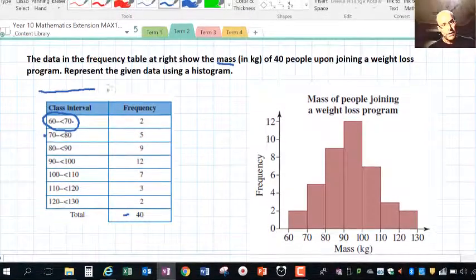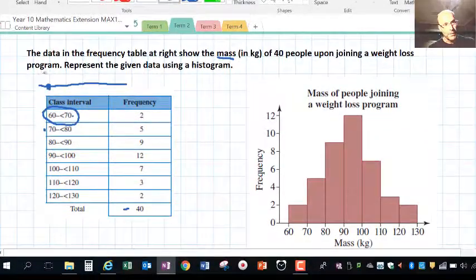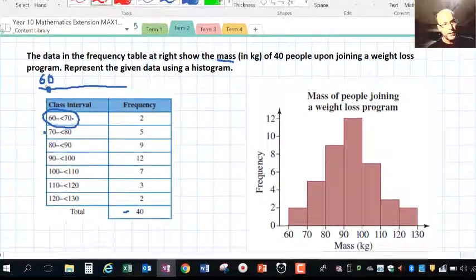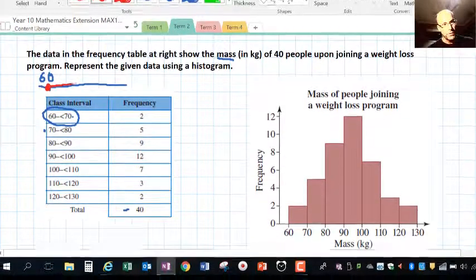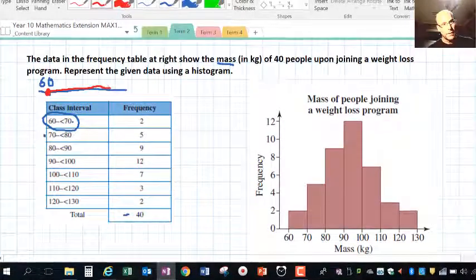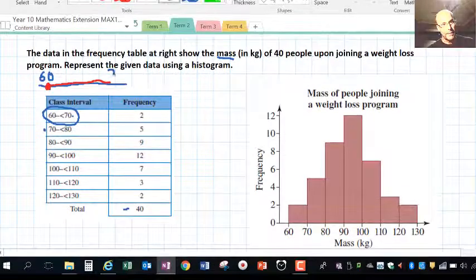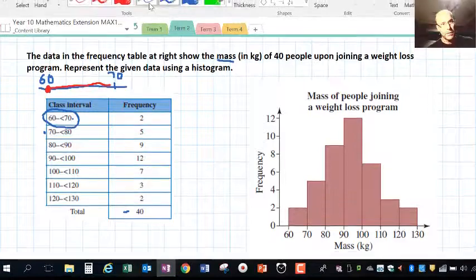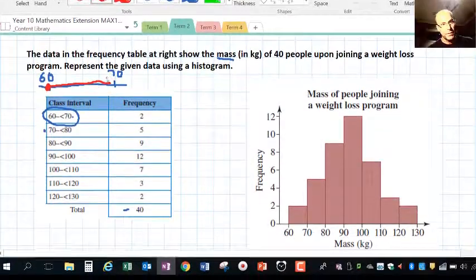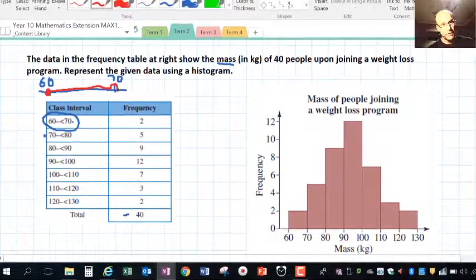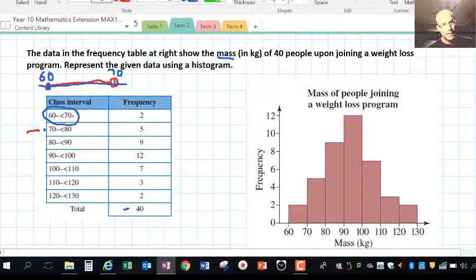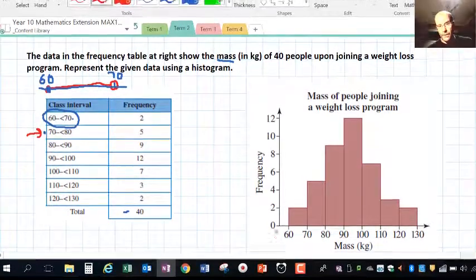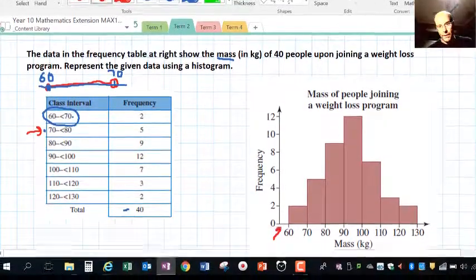So that would be on a number line. It would be from 60. I will color in red. So 60 up to, along the number line, up to everything. Now 70's up here. It does not include 70, so it stops there and excludes 70. That way the next class interval can include the 70. So we can see that they've got the half column width gap there, which is good.